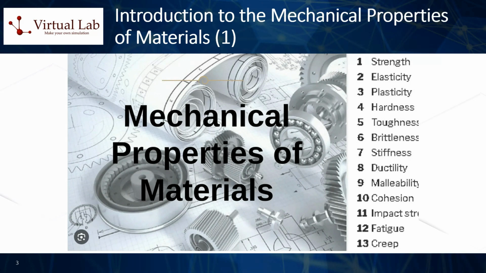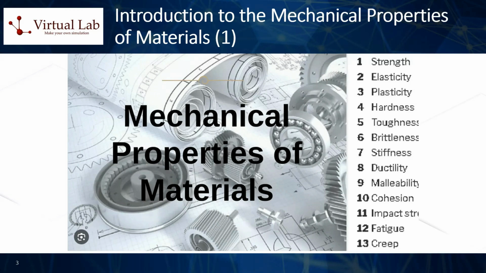3. Plasticity. This refers to a material's ability to deform permanently, without breaking, when stress is applied. Once the yield strength is exceeded, the material will deform plastically. Ductility and malleability are aspects of plasticity. Ductility is the ability to be stretched into a wire, while malleability is the ability to be flattened into a sheet.